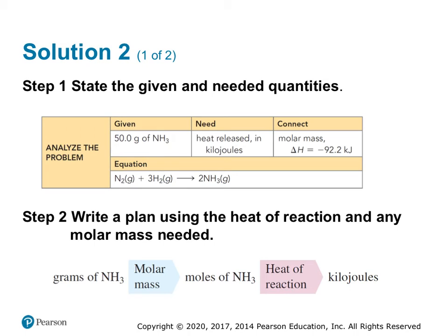So we know we have 50 grams of the ammonia. We're looking for the heat released in kilojoules. So we're going to need the molar mass of ammonia, and we need the enthalpy change, or delta H, of the reaction at negative 92.2 kilojoules. So here's our plan. We're going to start with grams of ammonia. We're going to use molar mass to get us to moles of ammonia. Then we're going to use the heat of reaction conversion to get us to kilojoules.